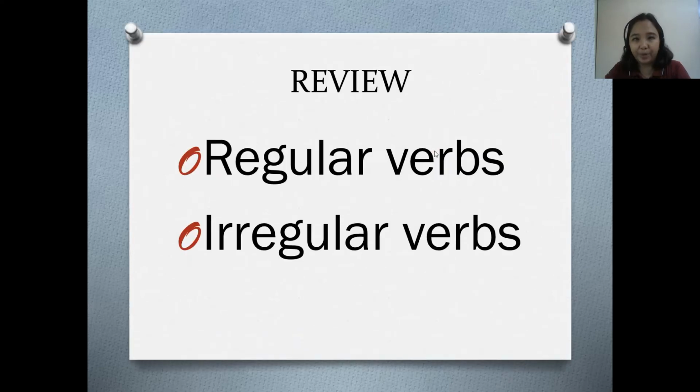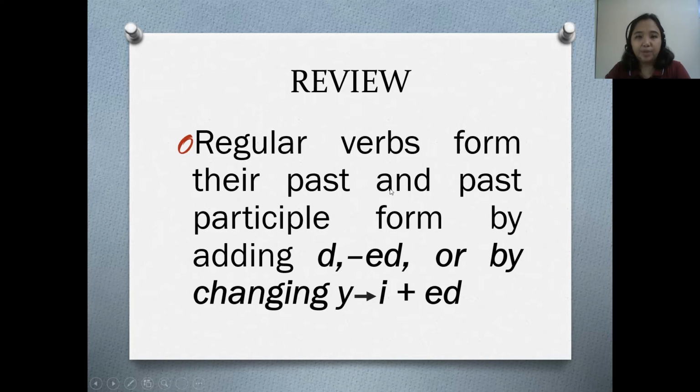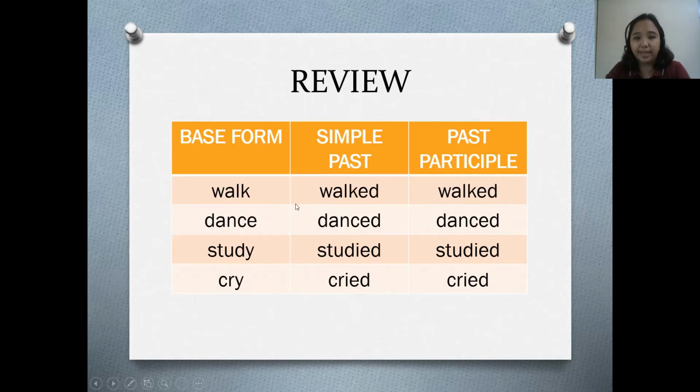Let's have a review. In our previous lesson, we discussed forming the simple past and the past participle form of verbs. Here, we learned that there are two kinds of verbs, regular verbs and irregular verbs. Regular verbs form their past and past participle form by adding -ed, or by changing y to i and adding -ed. Just like in the following examples.